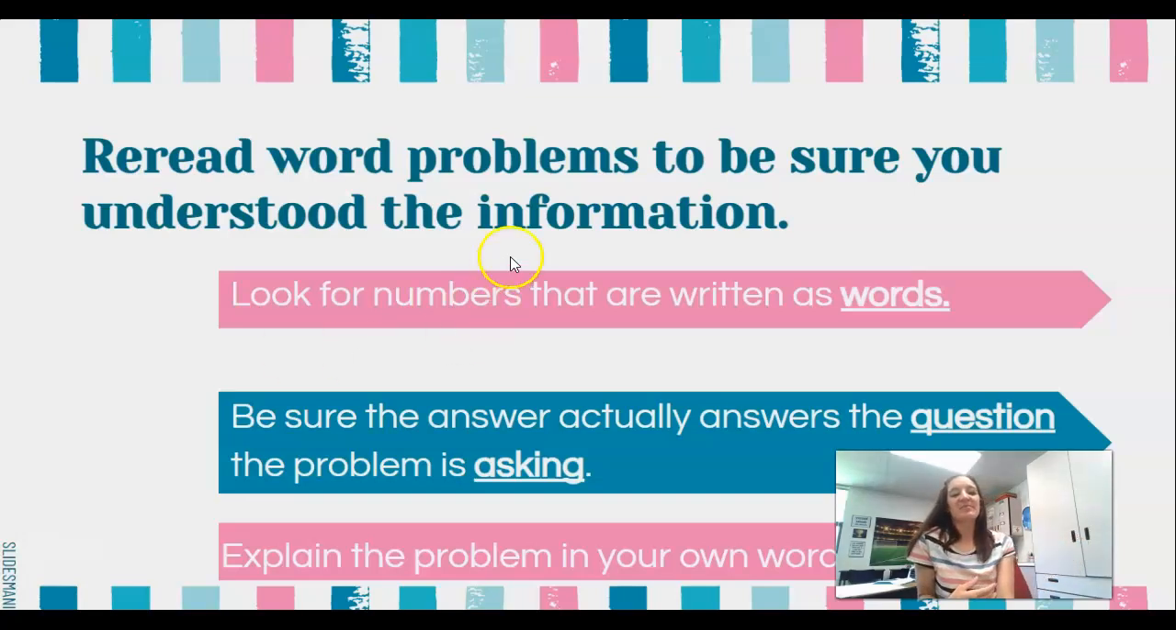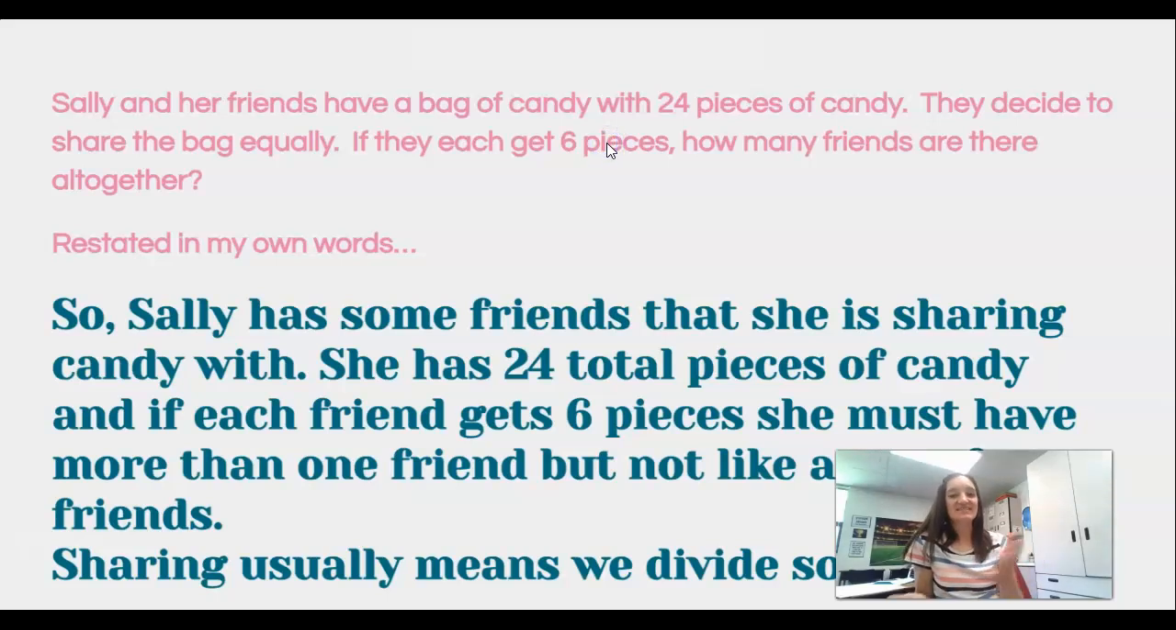I also like to explain the problem in my own words. Let me show you what I'm talking about. Here's that Sally problem from earlier. Sally and her friends have a bag of candy with 24 pieces of candy. They decide to share the bag equally. If they each get 6 pieces, how many friends are there altogether?